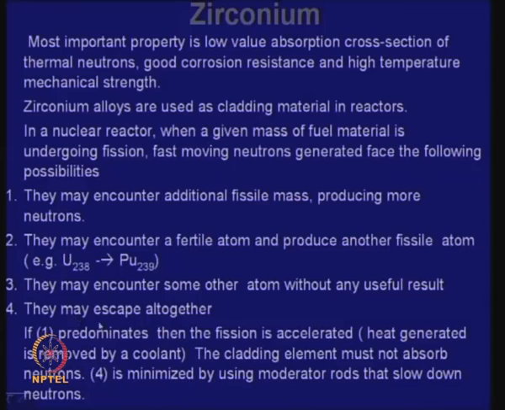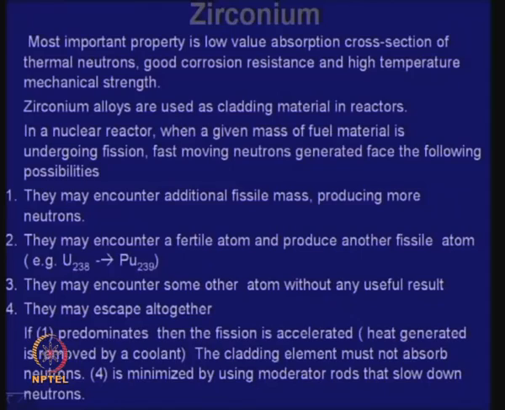What about this possibility that some neutrons may escape altogether? Means there are a lot of tubes, cladding elements where fission reaction is taking place, coolant is flowing between them. Now, what happens if some neutrons escape altogether? We have to eliminate that possibility. To do that, there are some moderator rods that are inserted now and then. Their function is to slow down neutrons.